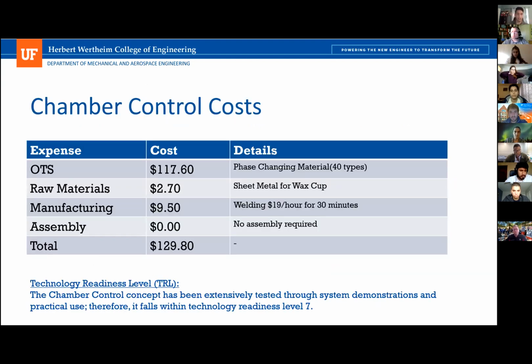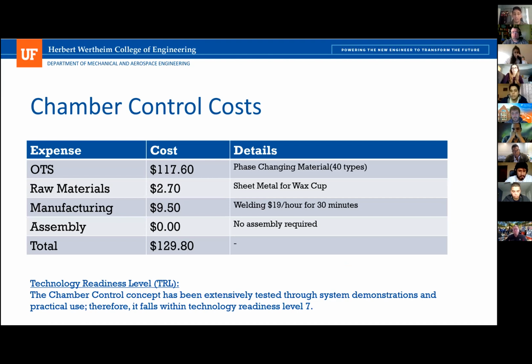So the cost breakdown for the chamber control cost: most of the cost comes from the phase changing material. Some of the other costs include raw material for the sheet metal to hold the PCM, and the manufacturing welding, $19 per hour for 30 minutes.